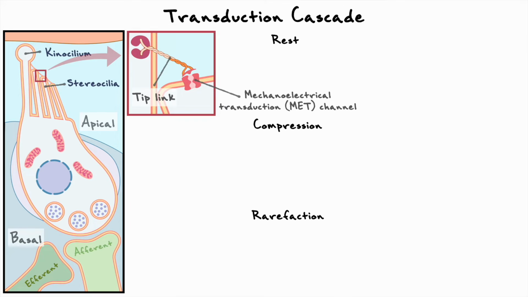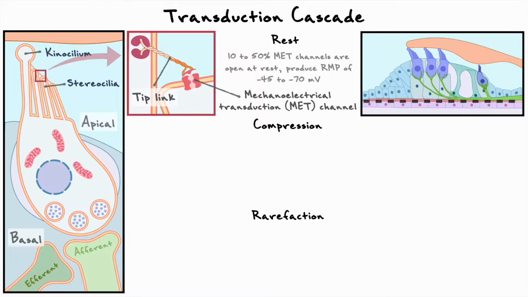In short, tip links are structures that are believed to modulate the opening of MET channels, and thus the initial transduction process. At rest, when there is no sound and no basilar membrane movement, 10 to 50% of the MET channels are open and let mainly potassium but also some calcium inside the cell. This ionic flow contributes to producing the resting membrane potential that sits between -45 and -70 millivolts.